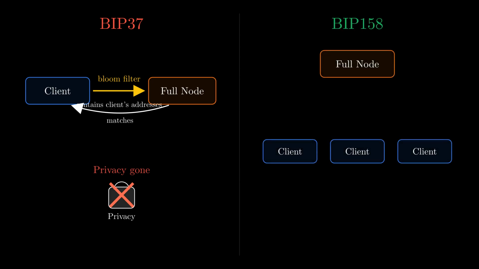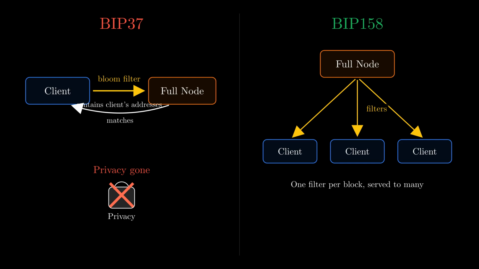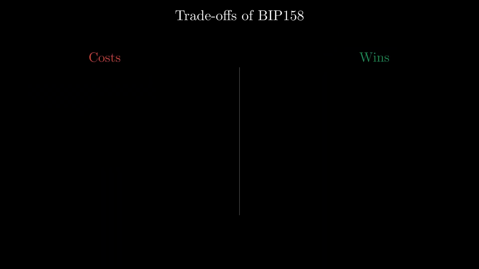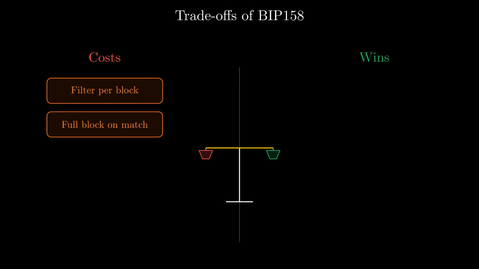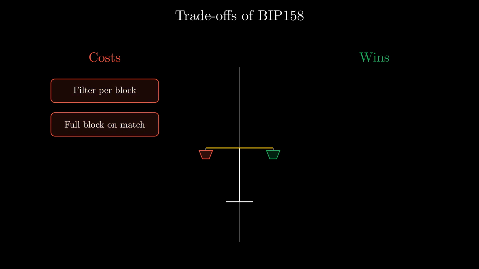BIP158 flips the direction. Each full node generates one filter per block, stores it on disk, and serves it to many clients. The client downloads filters and checks them locally. The client reveals nothing. The trade-offs are real. The client now downloads a filter for every block, and on a match, fetches the entire block. That's more bandwidth than the old model. Filters only cover confirmed transactions, so unconfirmed payments don't show up here.